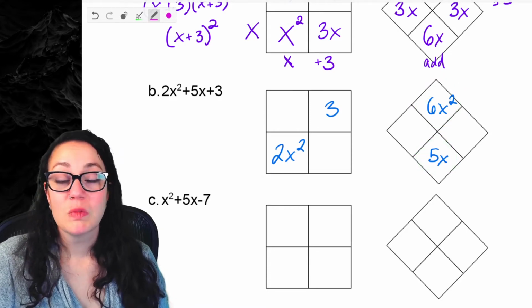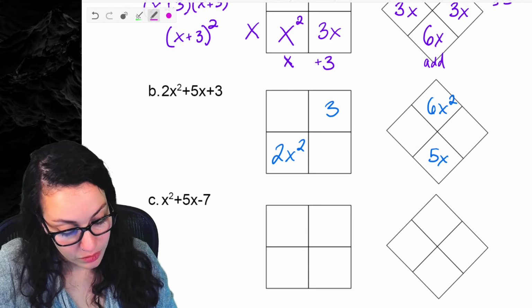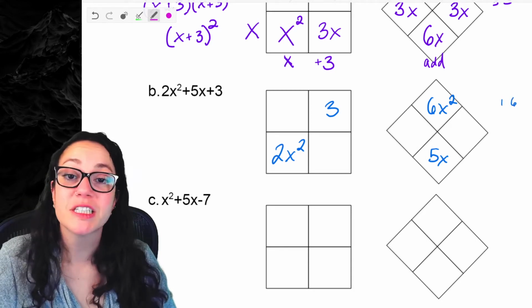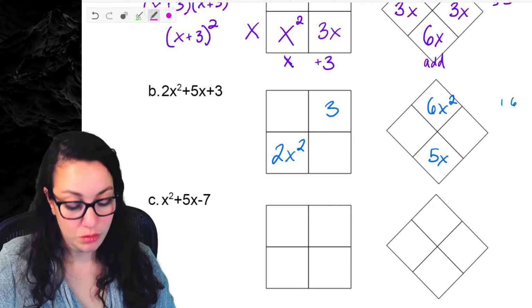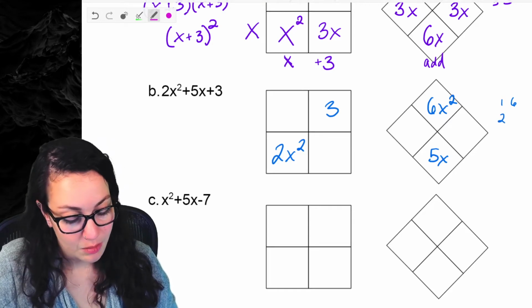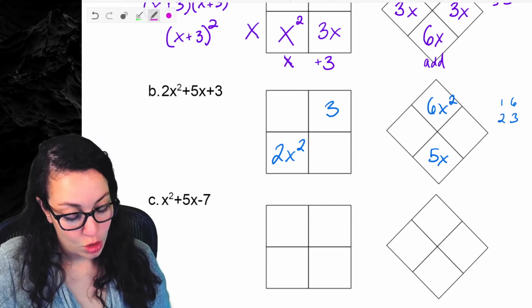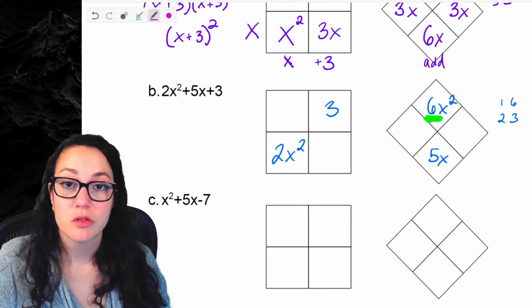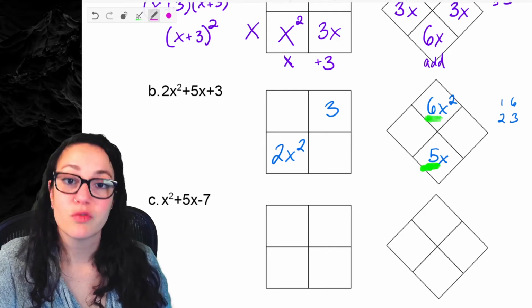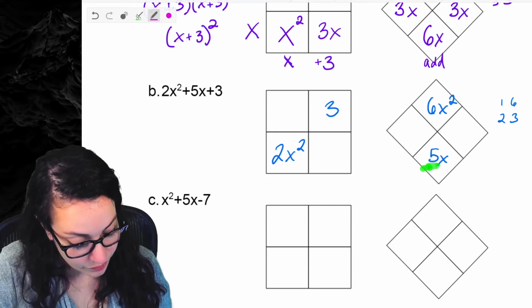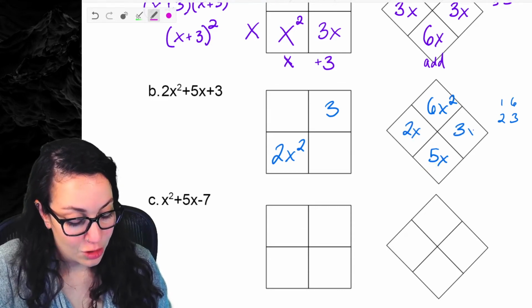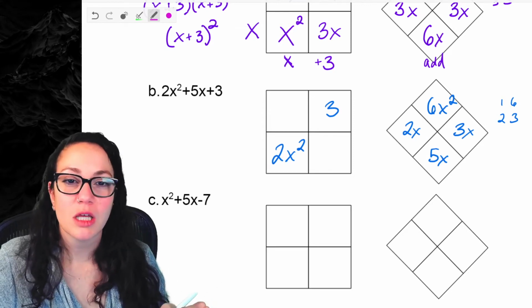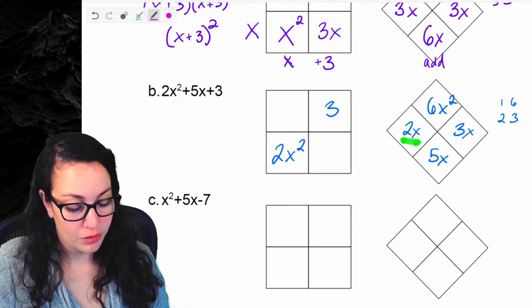Well, if I had 6 and 1, right, 1 and 6, 1 times 6 is 6, but if I add those together, I'm not going to get 5, so that's out. So next, I'm going to try 2 and 3. 2 times 3 is 6, and 2 plus 3 is 5. So there I go. I'm going to write 2x here and 3x here. It doesn't matter. You could write them in the other order. You could put your 3x over here and the 2x over here.